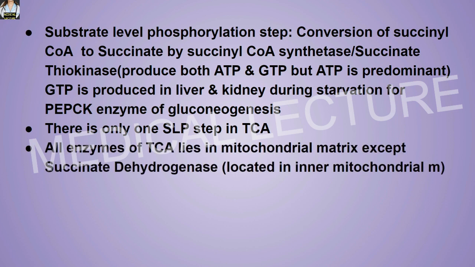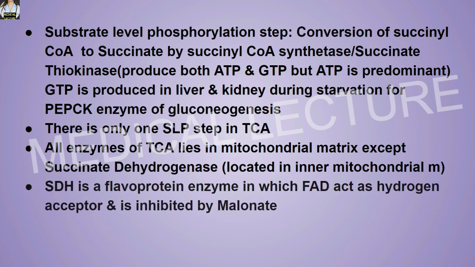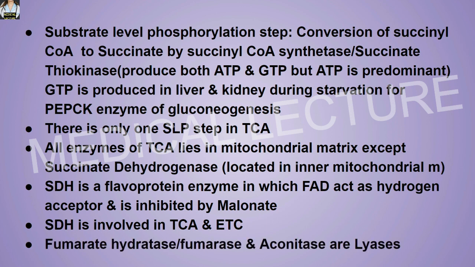All enzymes of the TCA cycle lie in the mitochondrial matrix except succinate dehydrogenase, which is located in the inner mitochondrial membrane. Succinate dehydrogenase is a flavoprotein enzyme in which FAD acts as hydrogen acceptor and is inhibited by malonate. It is involved in both the TCA cycle and the ETC, or electron transport chain. Fumarate hydratase, or fumarase, and aconitase are lyases.